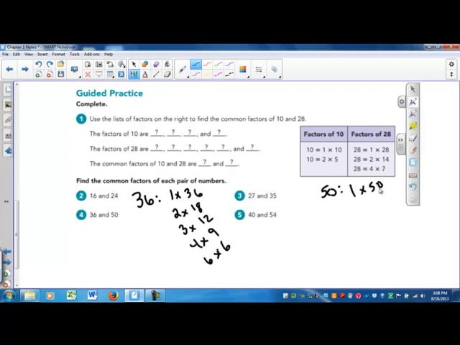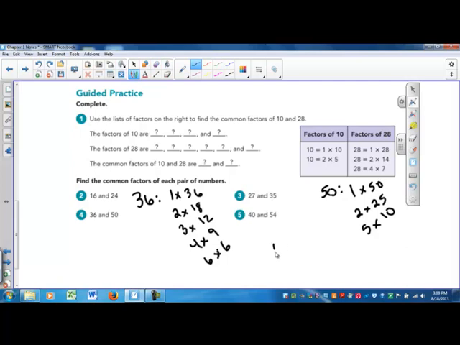1 times 50. 2 times 25. 4 times 15. I'm sorry. What am I doing? That's not right. I was thinking about 60. Okay. 5 times 10. And I'm pretty sure that's it. Okay. So those are your factors. Now let's just list them out here.